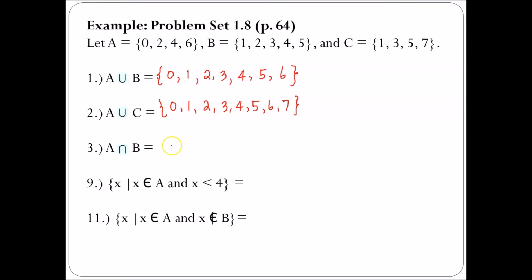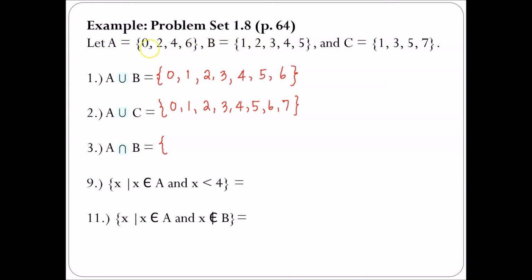Okay, very easy. Now let's move on to number 3. Number 3 is A intersection B, meaning we need to find the numbers that belong to A and at the same time belong to B. So what is in A and at the same time is in B?